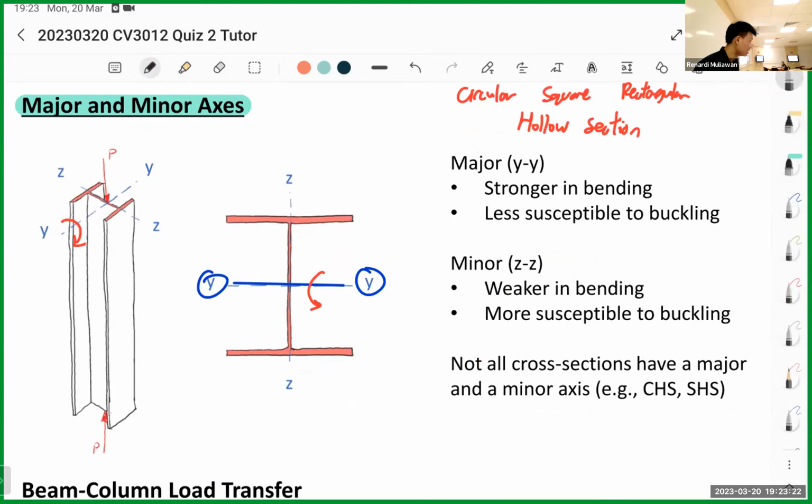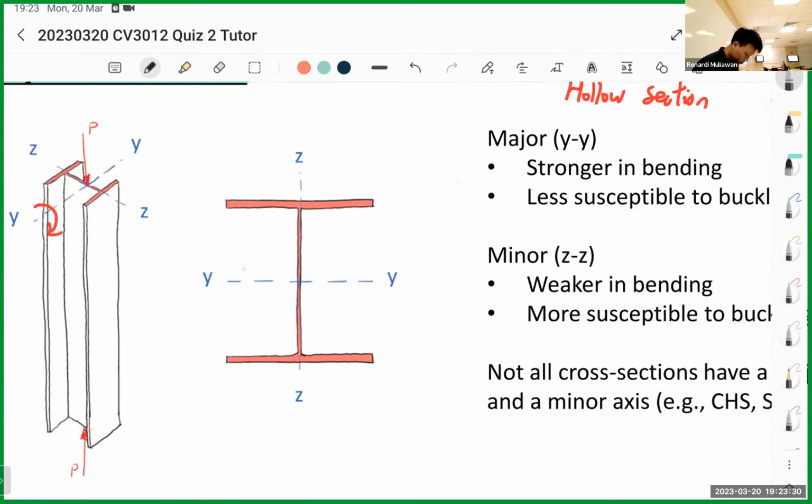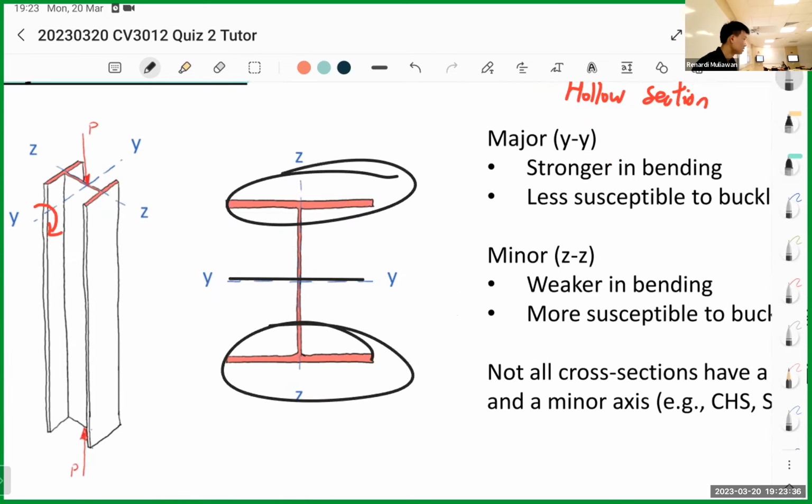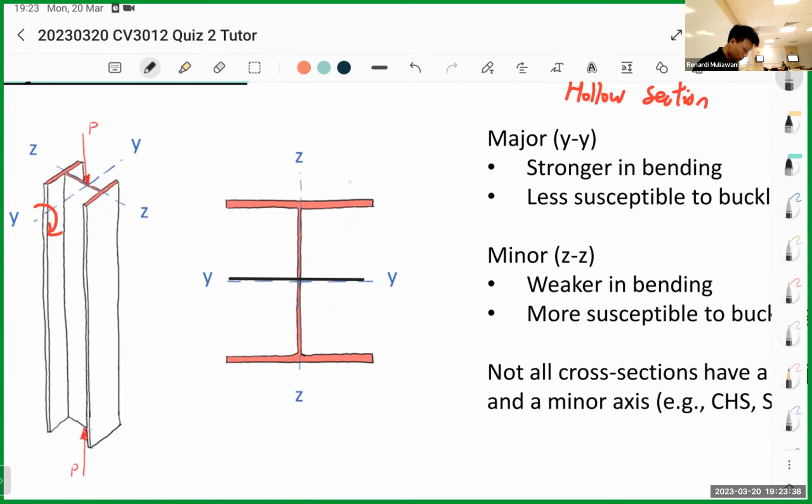Why is YY stronger than ZZ? It is because of the cross section, it's more spread out. If you see YY, so YY is this line. Most of the mass is located away from the axis. So more mass away from the axis means the IY is higher.